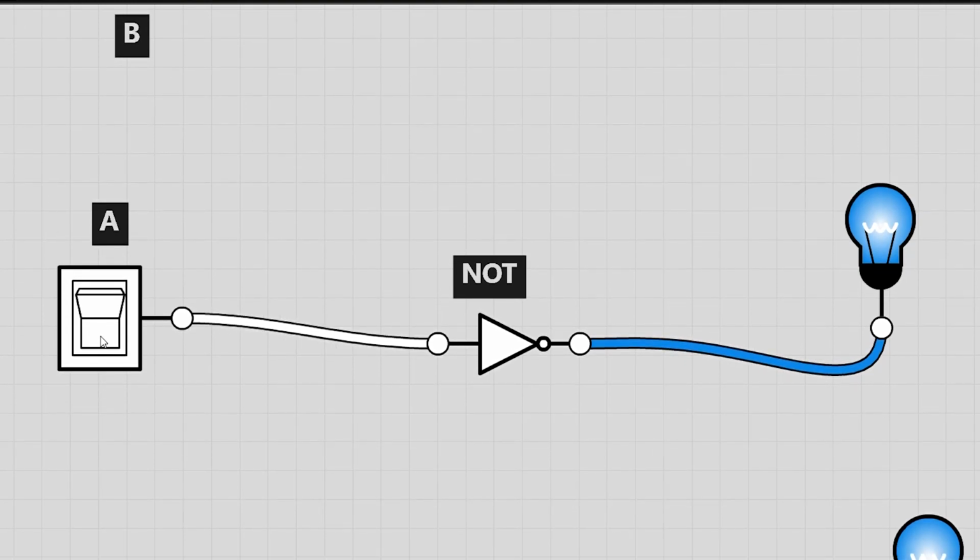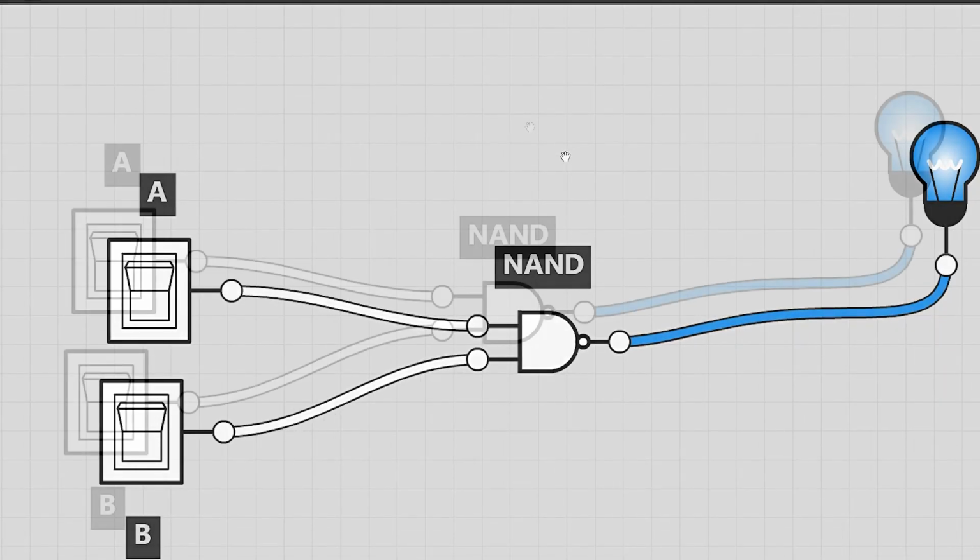When the input is 0, the output will be 1. When the input is 1, the output will be 0. Next comes the NAND gate.